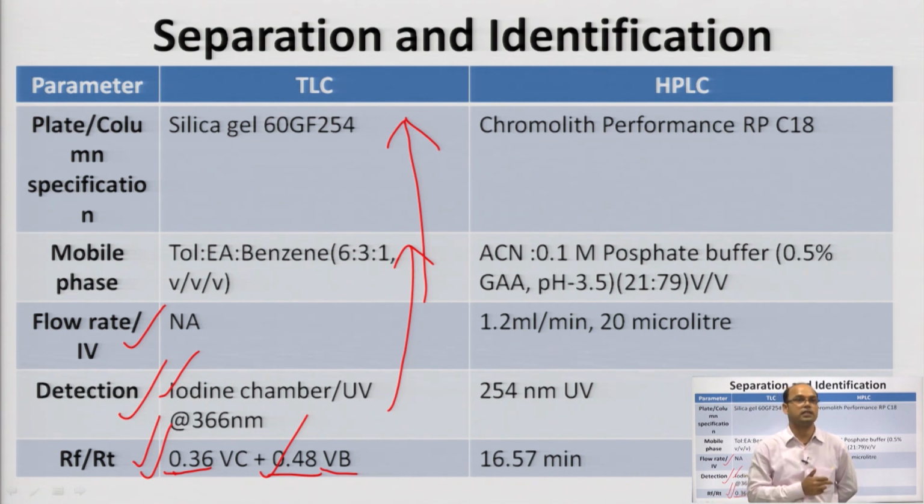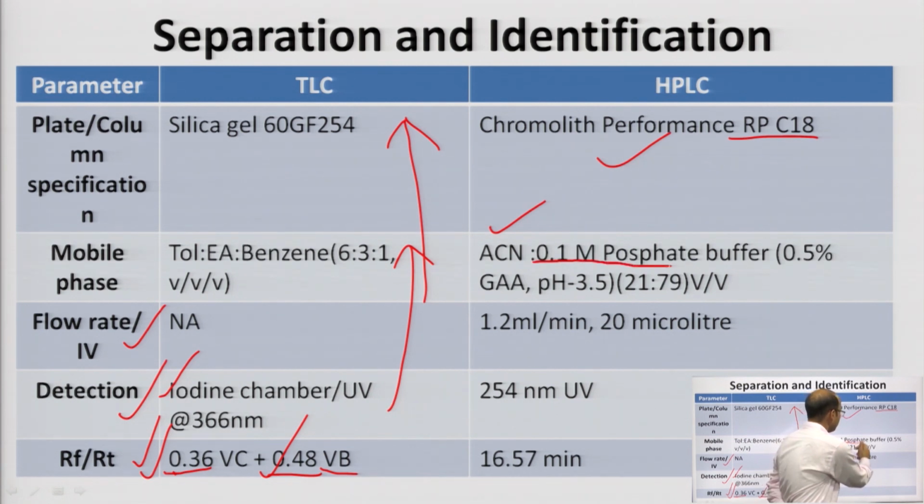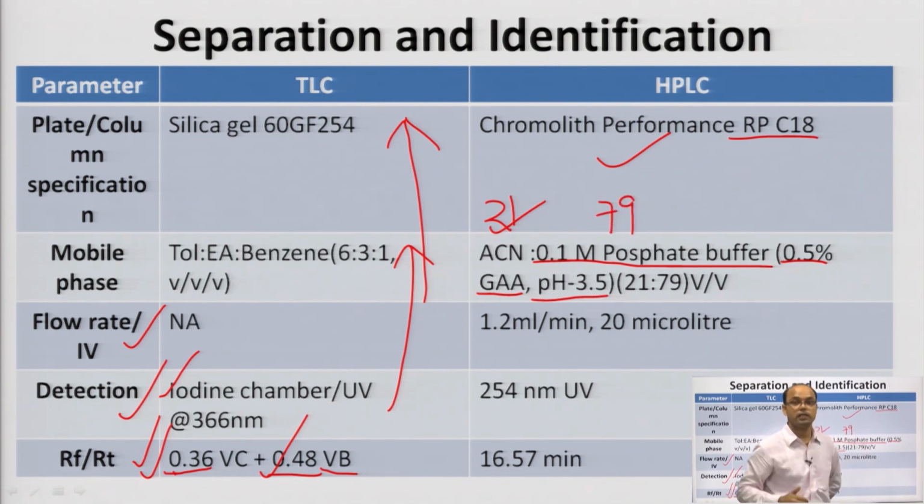For HPLC analysis, we have used a Chromolith Performance reverse phase C18 column. The mobile phase was acetonitrile and 0.4 molar phosphate buffer with 0.5% glacial acetic acid, pH 3.5, in the ratio of 21:79. It means 21% acetonitrile and 79% phosphate buffer. Under these conditions we can carry out the HPLC analysis.